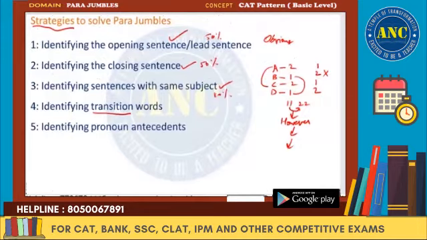Pronoun antecedents. One thing I would like to put as a disclaimer right away is, though we are talking about para-jumbles, which is part of critical reasoning today, there will always be correlations with other parts of verbal ability. For example, I'm going to talk about what antecedents means now. That is part of vocabulary, strictly speaking, but this is how it works. It is not like critical reasoning is a separate entity and vocabulary is a separate entity and reading comprehension is a separate entity. There will be a little bit of intersection all the time, and that is how we'll have to learn as well.